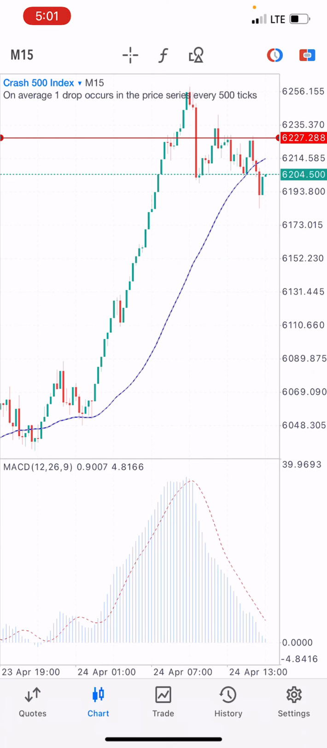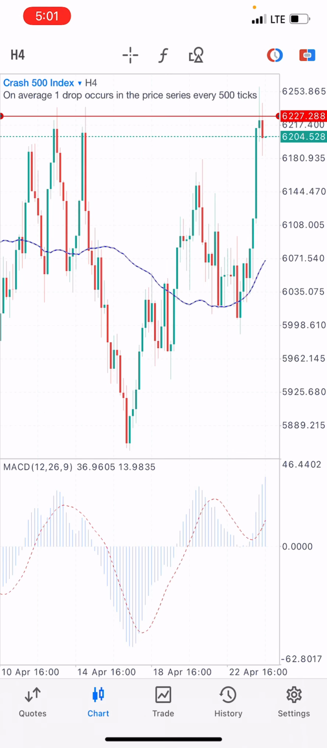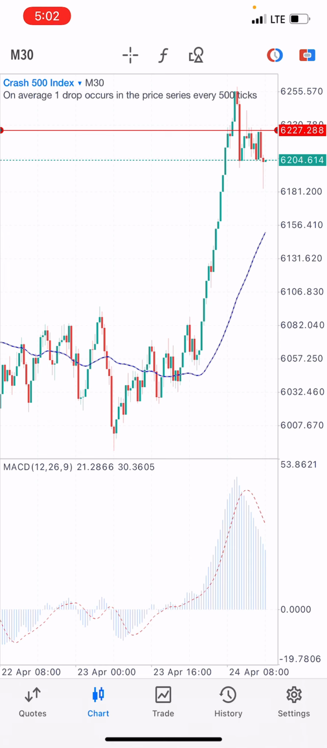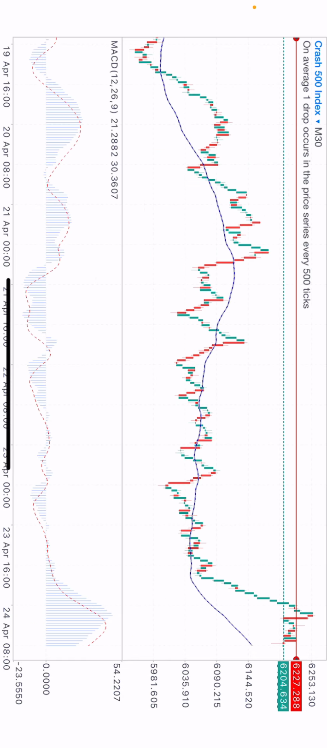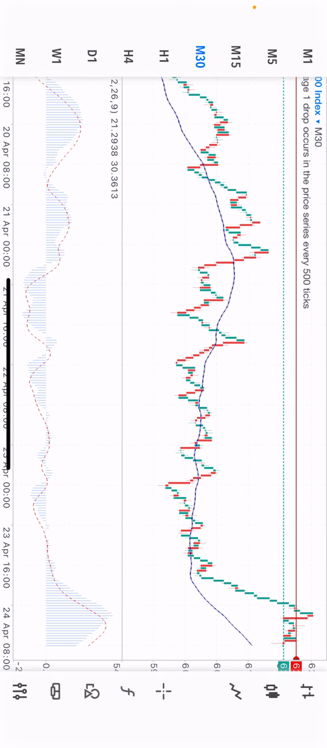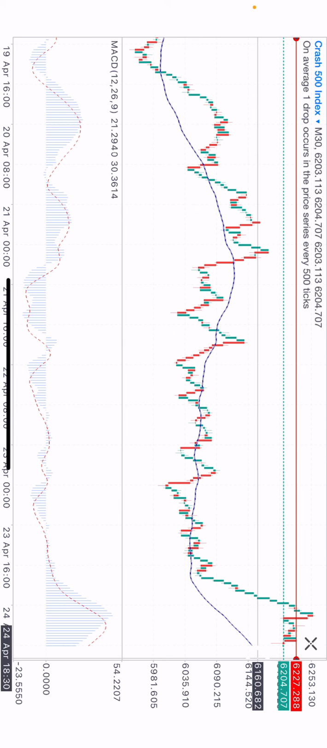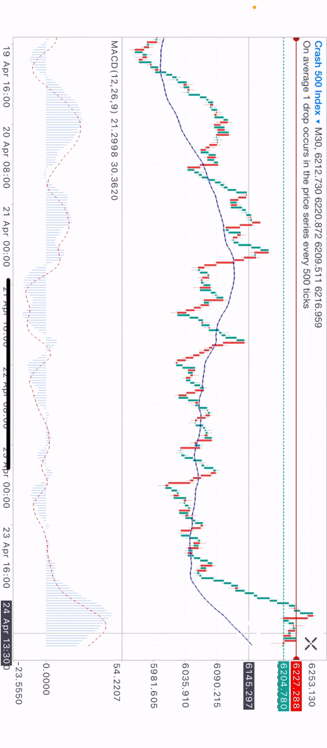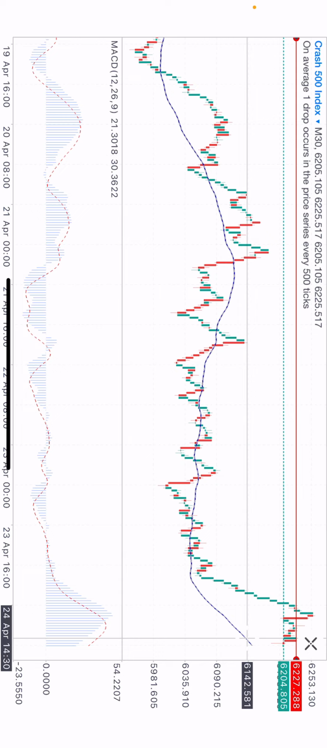Look at it, guys. From the 4-hour time frame, and also the 30-minute time frame. Great. So with price action, you will be able to understand. I'm going to bend it this way. With price action, guys, you'll be able to understand that Crash 500 is going to sell. With the indicator, you also understand that it's going to sell. But price action will give you the signal faster than the indicator.